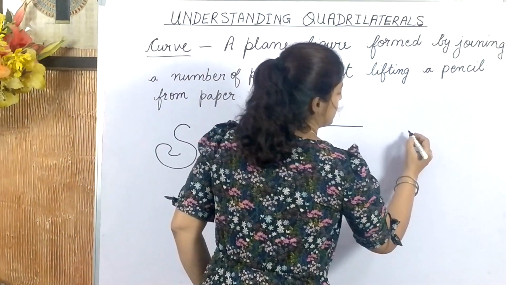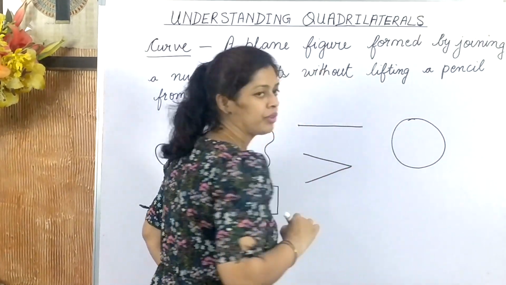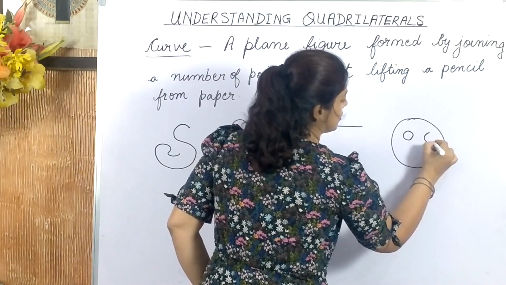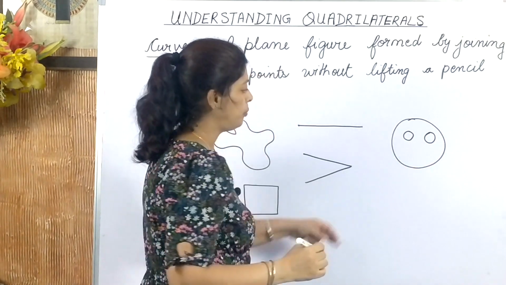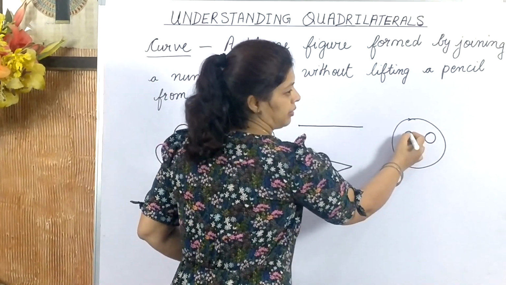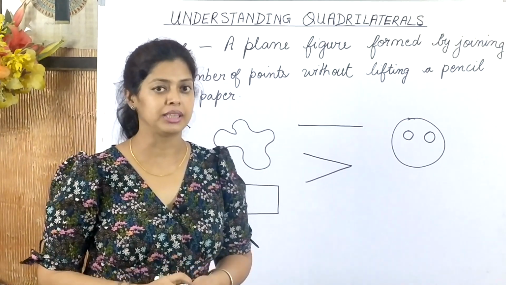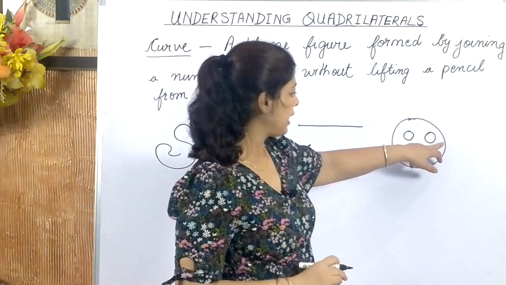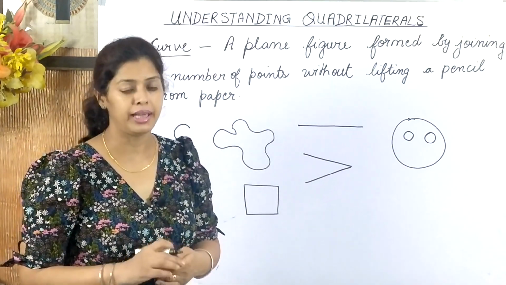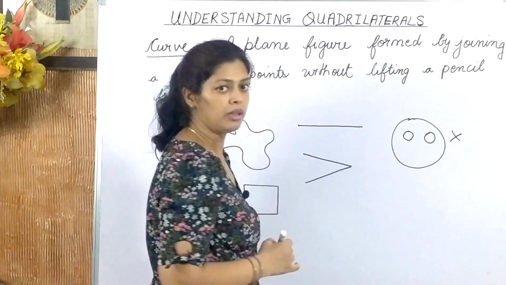But if I were to draw something like this, suppose I draw a circle, this is an example of a curve. But if I draw two eyes in this circle, now to make these two eyes, I had to lift my pen from here to reach here. So, whenever I lift the pen, that figure is not a curve because then I get a gap. Curves have to be continuous or connected without gaps. So, this is not an example of a curve.